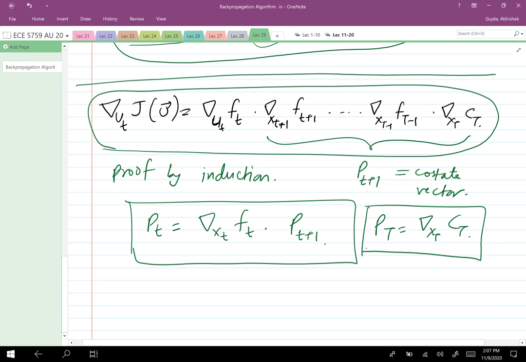So the co-state vector is running backwards. It's not running forward in time. Okay, so you start with the terminal time, you define the co-state vector as the derivative of the cost function, and then you define recursively, or rather backward recursively, the co-state vector at time t as some matrix multiplied by the co-state vector at time t plus one.